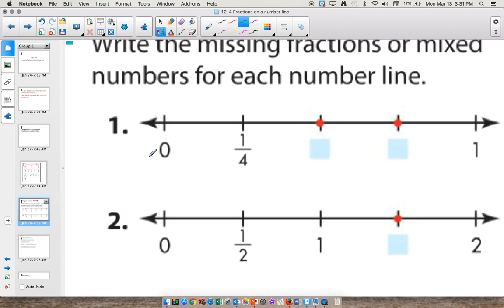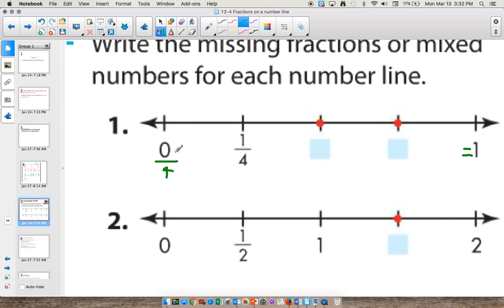Now look, they already gave us a lot of information, right? They have a 0, they have a 1 fourth, they have a blank, and a 1. You know what this 0 actually means? The 0 actually means 0 fourths, right? But this 1 does not mean 1/4. It means 1 whole, right? And we know that 1 whole is equivalent to how many fourths? Well, we'll figure that out in a minute, okay?